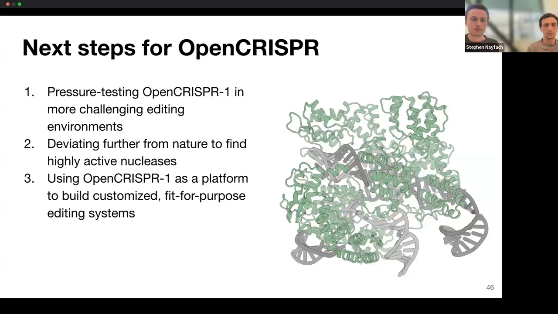We're also really excited to push the boundaries and deviate further from nature. For OpenCRISPR-1, we showed that it's over 400 mutations away from SPCas9 and about 200 away from the nearest natural protein in our training data set. Given some of the results we found for the novel proteins that were functionally complete, we think we can push these numbers further. And then finally, we're really excited to use OpenCRISPR-1 as a platform to build customized and fit-for-purpose editing systems. So this involves things like optimizing editing in these more challenging environments, changing the protein so it's a better fit for certain applications like base editing or targeting different PAMs and the like.